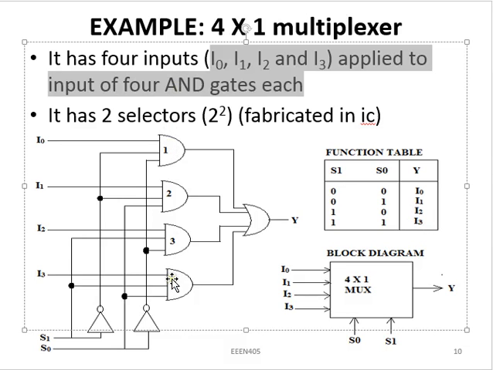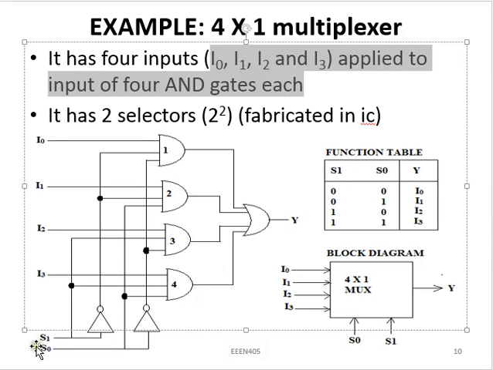So gates 1 to 4 accept I0 up to I3. Since for I0 I need S0 and S1 to be 0, 0, I will pass S1 and S0 to the inverters and their outputs should be connected to gate 1. For I1 I need 0, 1, which means S1 is 0, S0 is 1, and I will take the inverted S1, which is 1, to gate 2, and the real value of S0, which is 1, to gate 2. Like this, we have all the 4, and this is my corresponding output.